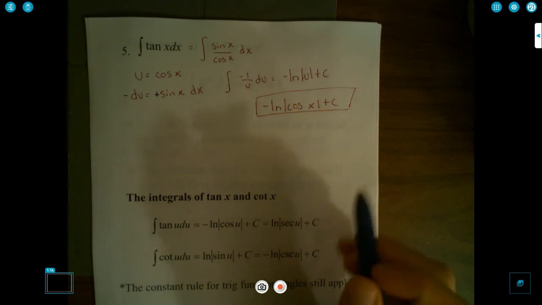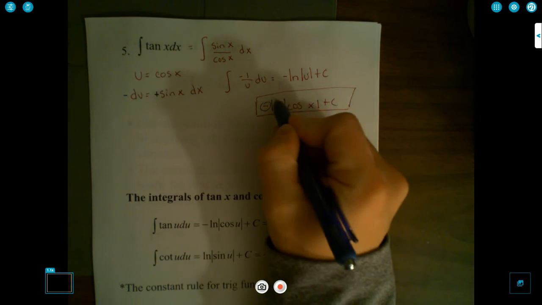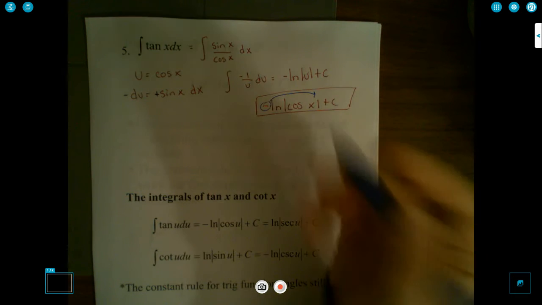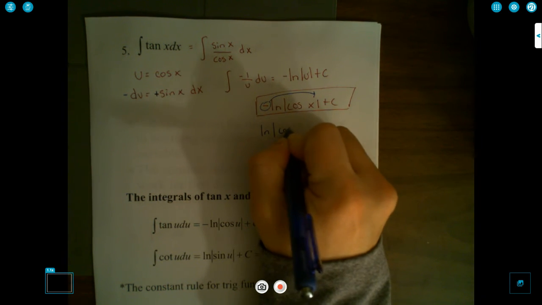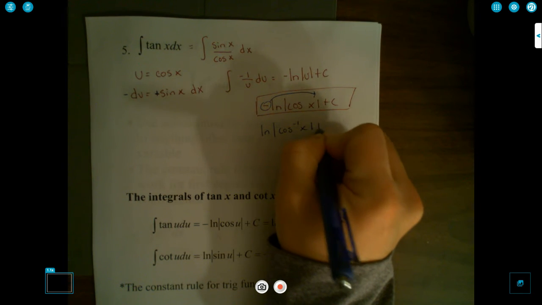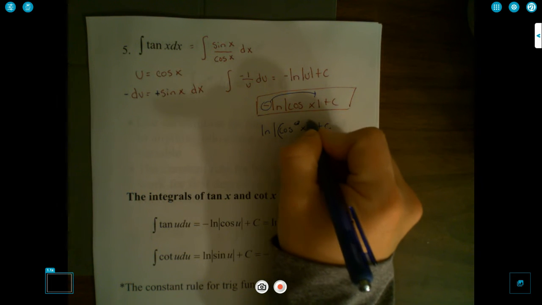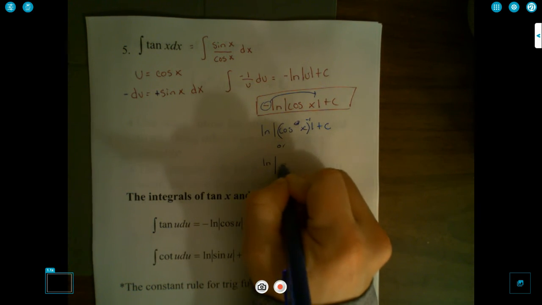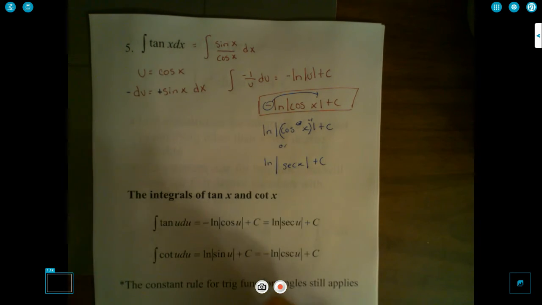One thing you want to pay attention to here is that properties of logs tell me that the number out front is the same as an exponent. So this also could be written as the natural log absolute value cosine to the negative 1 of x plus c. Not like that. Like this. Or that is also known as the natural log secant x plus c. Either one of those work.